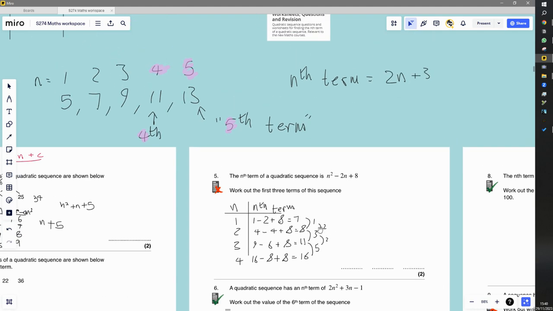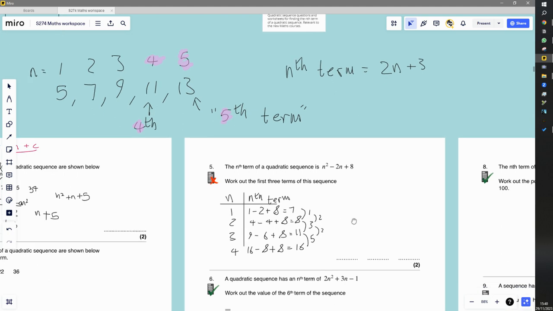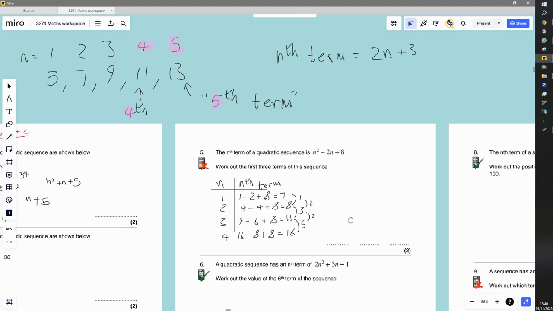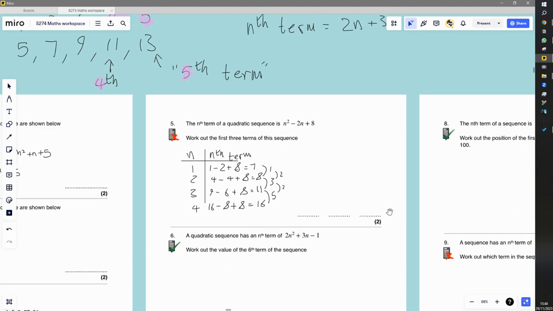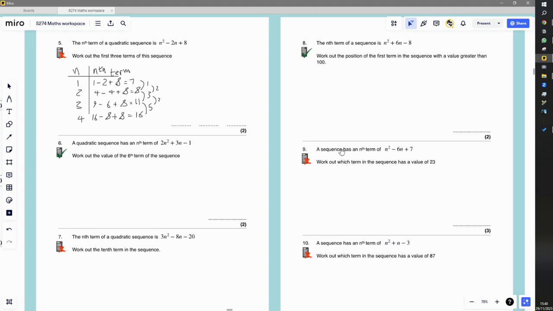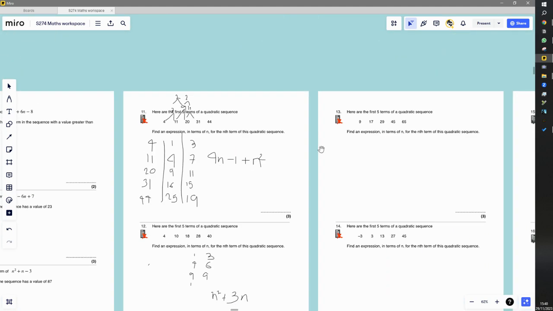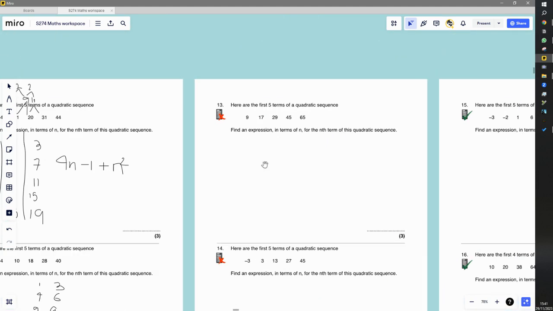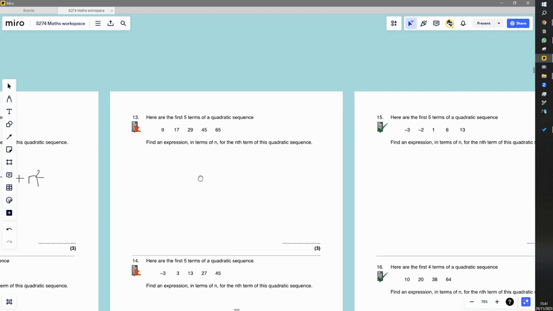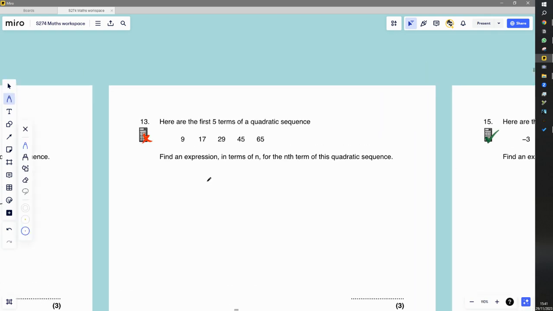So if you've got a different first difference and a different second difference, as in they're not constant, then you're not looking at a linear or quadratic sequence, you're looking at some other type of sequence. So what we'll do is we had a go at some of these. Let's go to 13. So again, you might want to pause the video and see if you can do this. And then I'm going to do it.